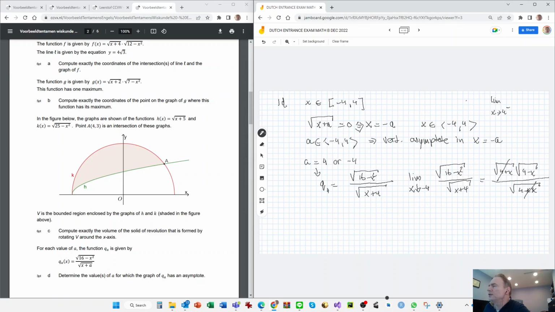And so you get just the limit of x going to -4 of this, which is, well, square root of 8. So that's not infinity. So it's not an asymptote. And then you can see from this form the same. You can do the same for a = -4. So both a and -4 are not asymptotes.